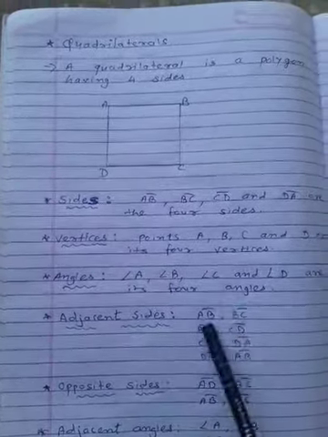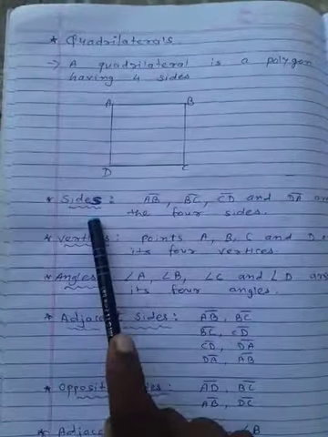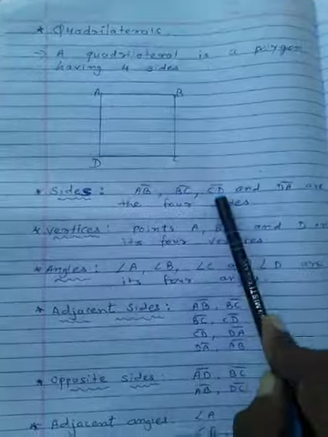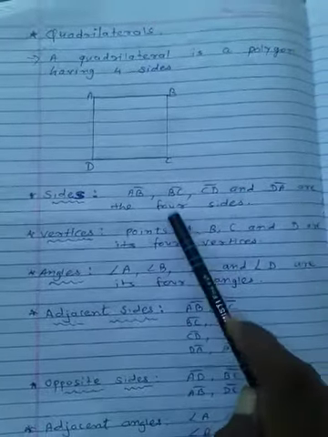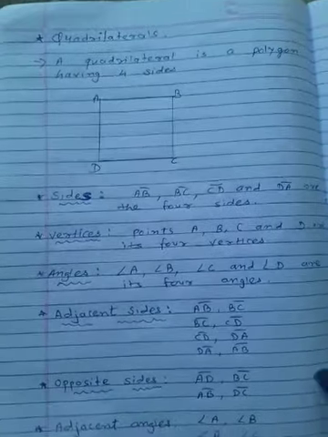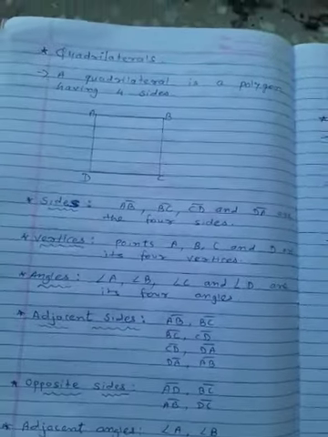Now I will explain this. Sides. Which are the sides? AB, BC, CD, and DA are the 4 sides of quadrilateral ABCD. Now vertices. Which are the vertices of quadrilateral ABCD?